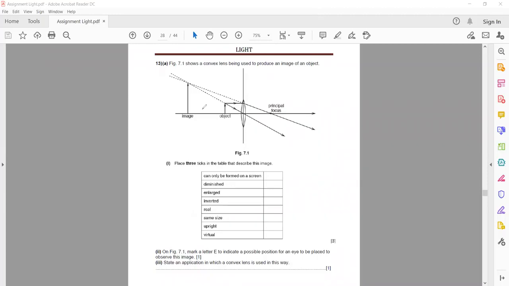State an application in which a convex lens is used. So we use this as a magnifier. No, not a projector. A projector is used for enlargement, but it gives a real image. This is a virtual image, so it is used as a magnifier or magnifying glass.